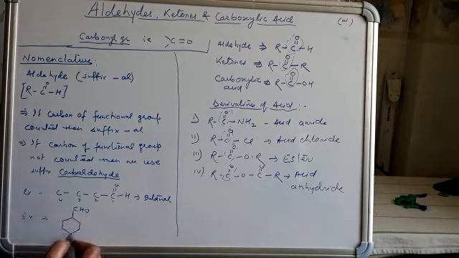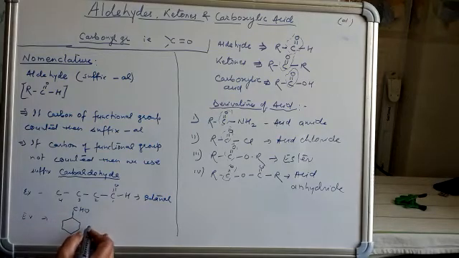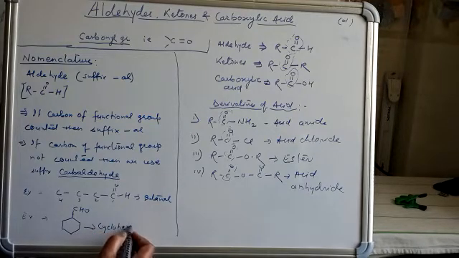Next example. The carbon present in this group is not counted. It is a cyclohexane group, and the carbon is not counted in this group. It is considered as a carbaldehyde. So the name of this compound is cyclohexane carbaldehyde.